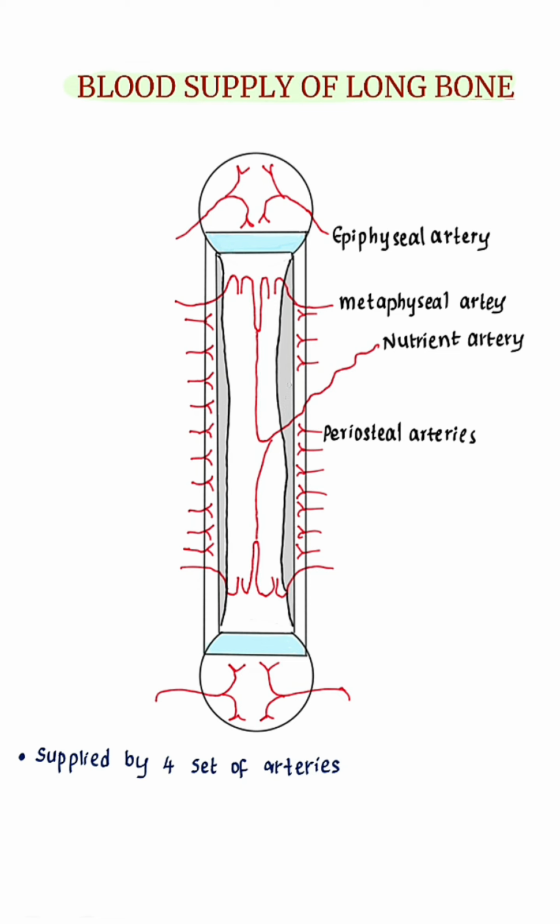Each branch then divides into a number of small parallel vessels which terminate in metaphysis by anastomosing with epiphyseal, metaphyseal and periosteal arteries. These form hairpin loops in the metaphysis.